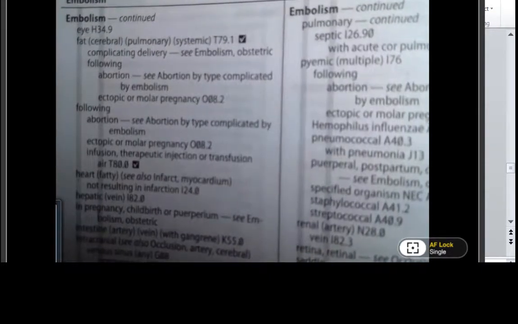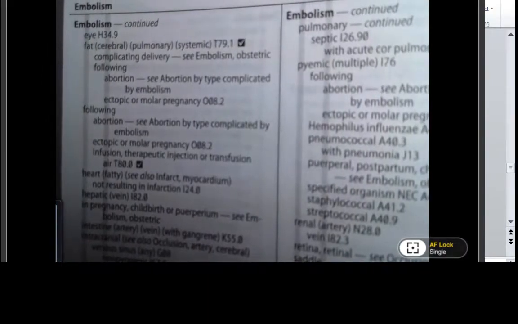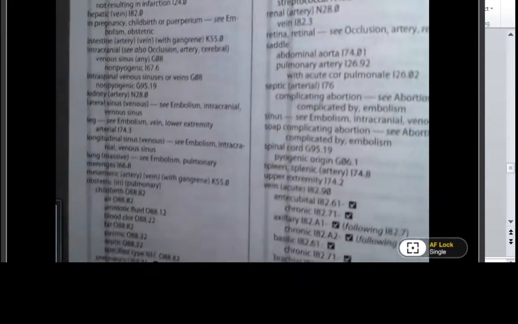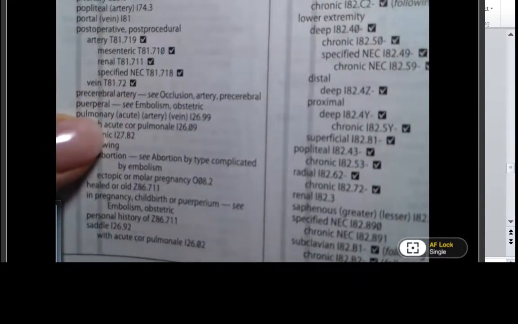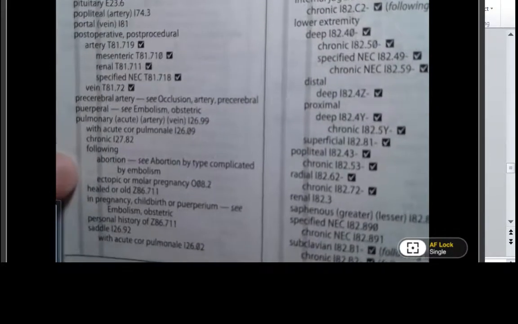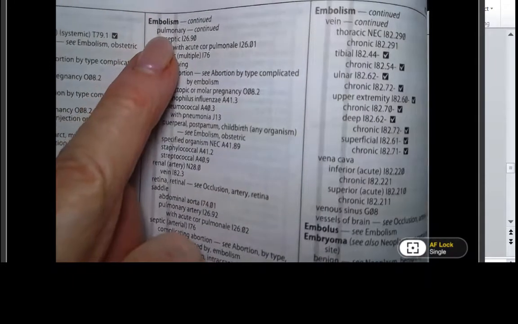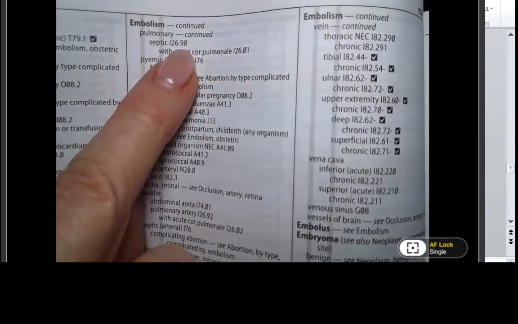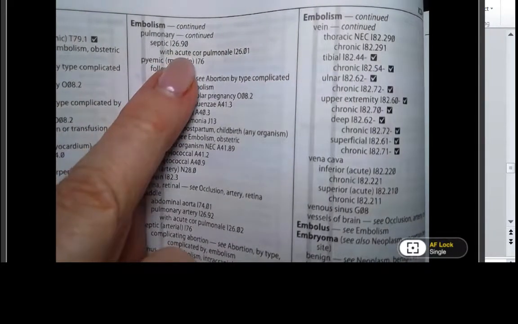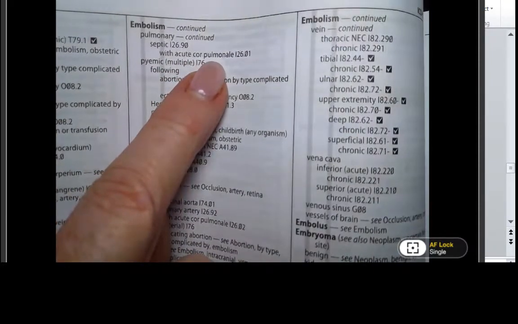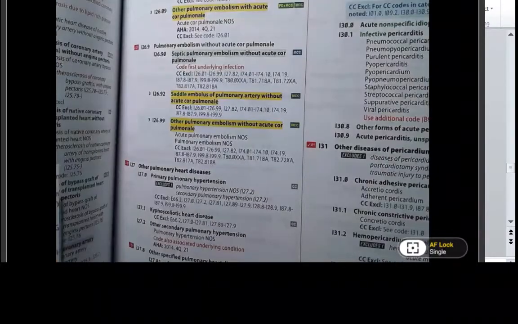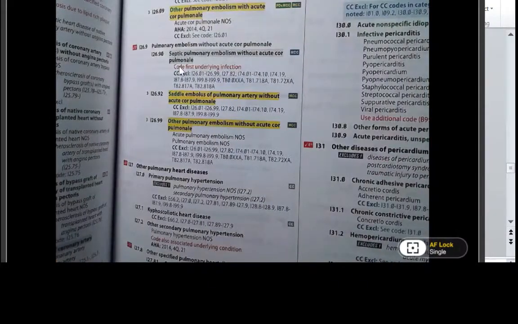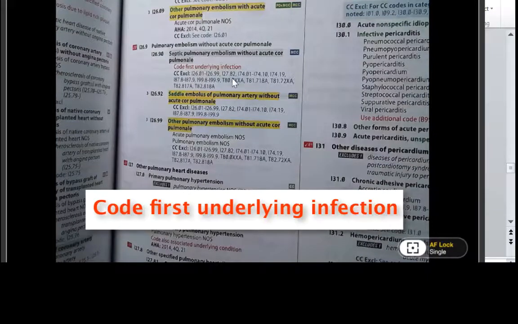We look up embolism, and then we have to go all the way to the bottom of this column to pick up on pulmonary, right here. And then we're looking for septic. So we're under embolism, pulmonary, septic, I26.90. There's no mention of the acute cor pulmonale in this documentation. So this would be the correct code, I26.90. And I26.90, you see, code first underlying infection is an instructional note that we have.